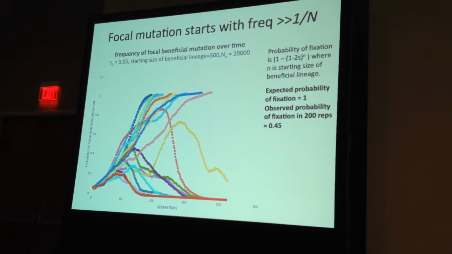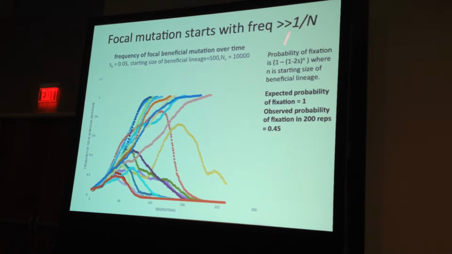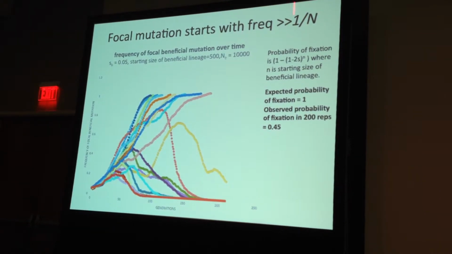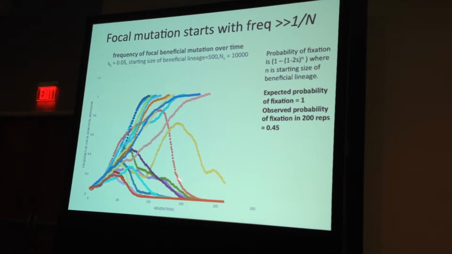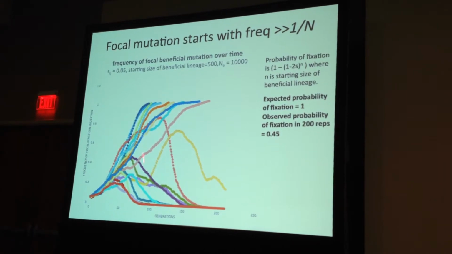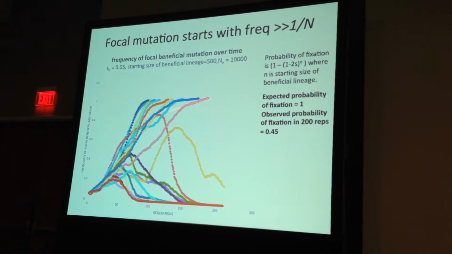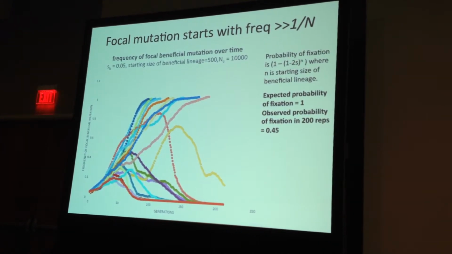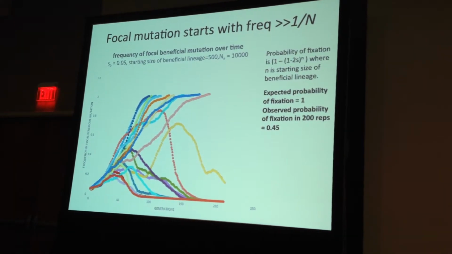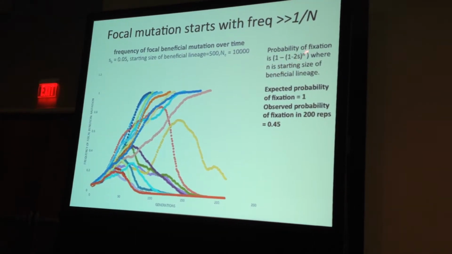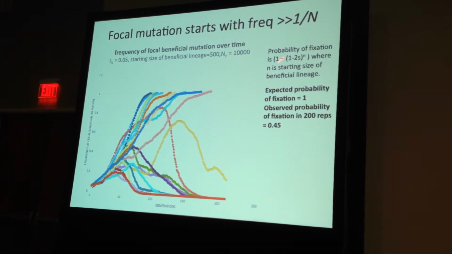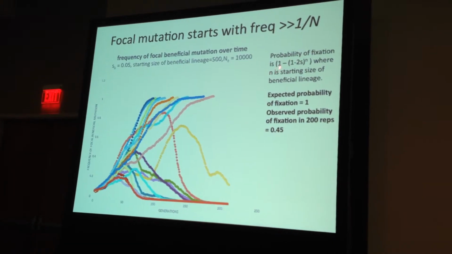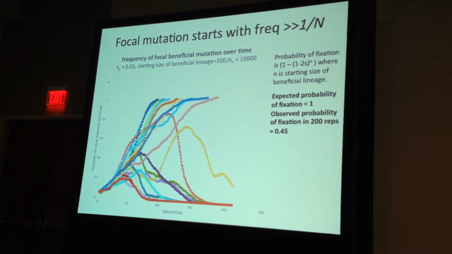Again, the other scenario I discussed was what happens when the frequency that you start with is much greater than 1 over n. These are simulations that show what happens in that case. Since the probability of fixation is 1 minus the probability of loss, and the probability of loss is (1 minus 2s) raised to the n, where n is the starting size, this number will be very small, so the probability of fixation is approximately 1.